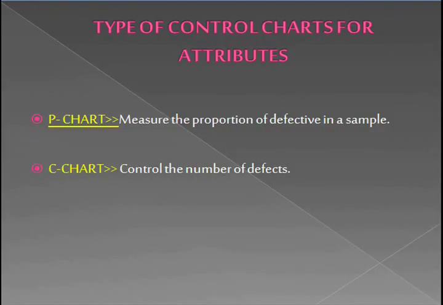Types of control charts for attributes. The P chart measures the proportion of defectives in the sample. The C chart controls the number of defects.